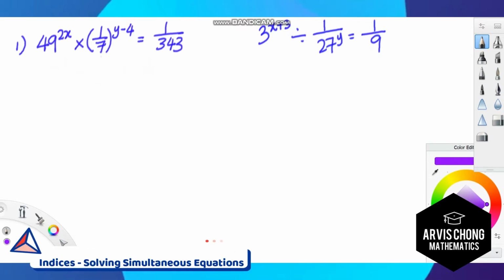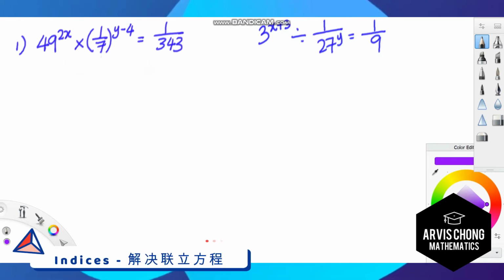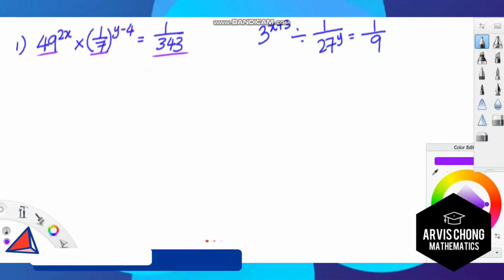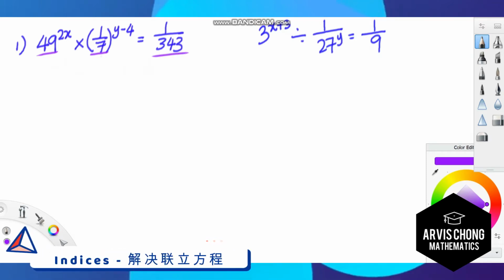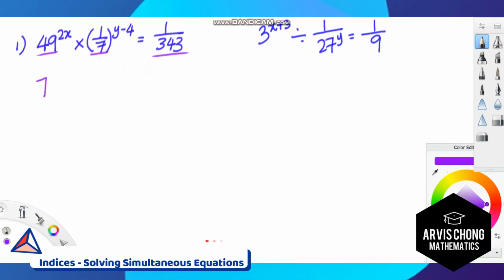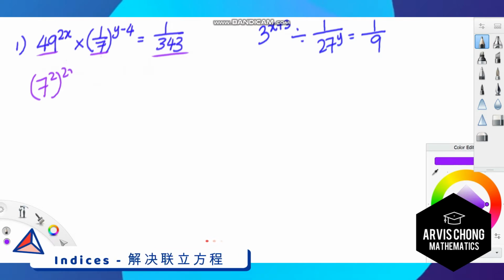We have these two equations and we need to find the values of x and y which satisfy them. As we can see here, we have 49, 1 over 7 and 1 over 343. We need to find the relationship between these three numbers. As we know, 49 is 7 squared, right? So we change this to 7 squared. Then we have 2 power x outside here times 1 over 7.